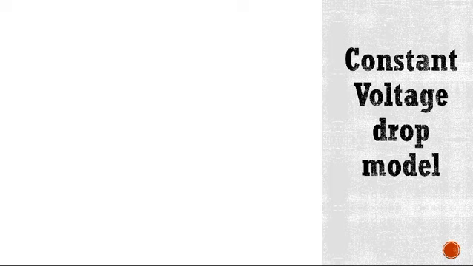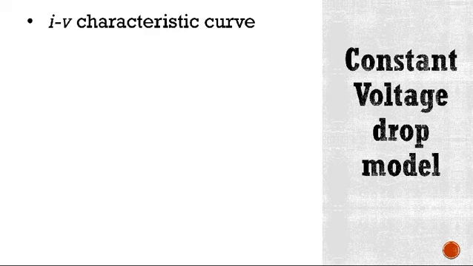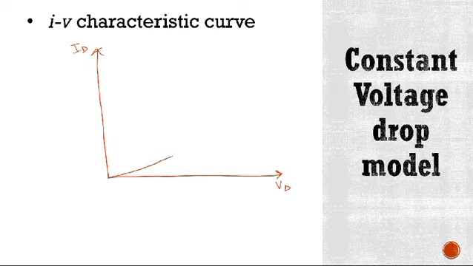Now we will understand the current voltage characteristic curve of the constant voltage drop model. Look at this IV plane where the variable of the x-axis is Vd or diode voltage and the variable of the y-axis is Id or diode current. Now look at this curve. This curve represents the exponential diode current equation, which is Id is equal to Is e raised to the power v divided by nVt. Now in the constant voltage drop model, a vertical straight line is used to approximate this exponential curve.